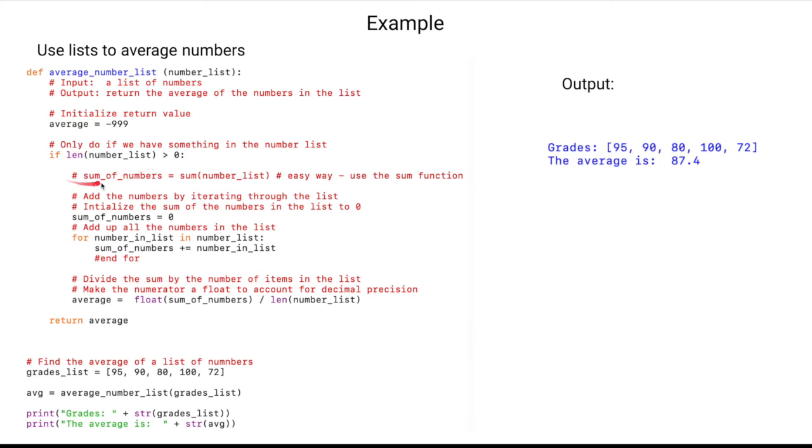Now, this first comment shows a very fast way to do what I'm about to do next. You can use a sum function if you want to add up numbers in a list. I didn't do it that way because I wanted to show you what it might look like to iterate through a list or go through each element.